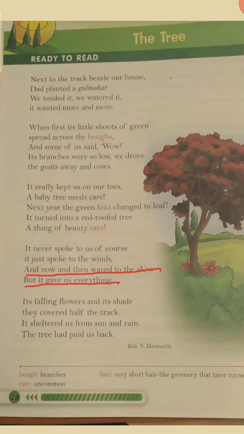And the poet again says, though it doesn't speak to them, the tree gives them everything. It's right. It gave us everything. It means that without expecting anything from them, the tree gives them everything. Everything means what? Fruits, shade, and maybe it also gives shelter to the birds.